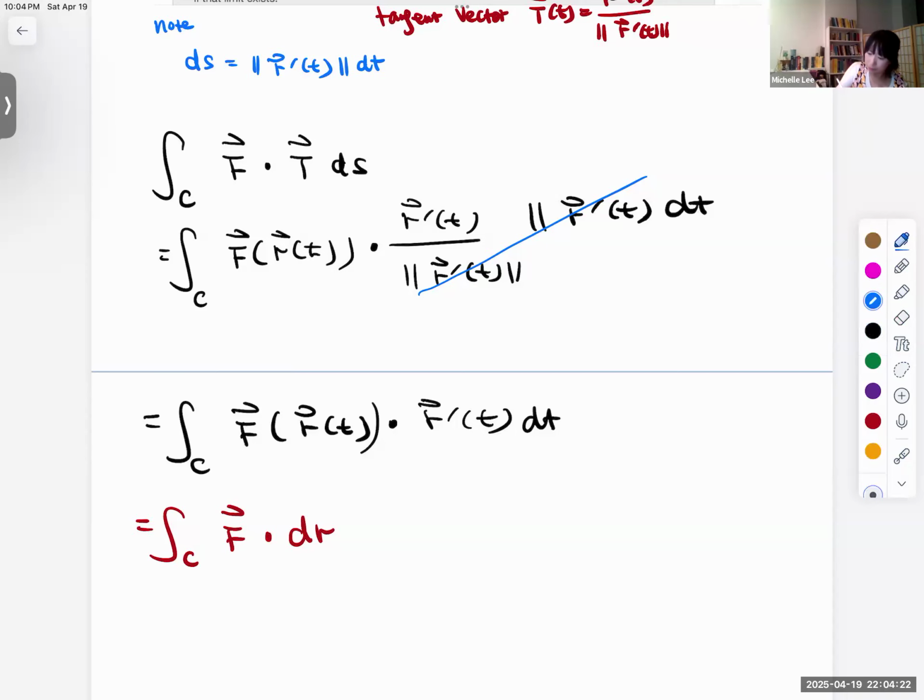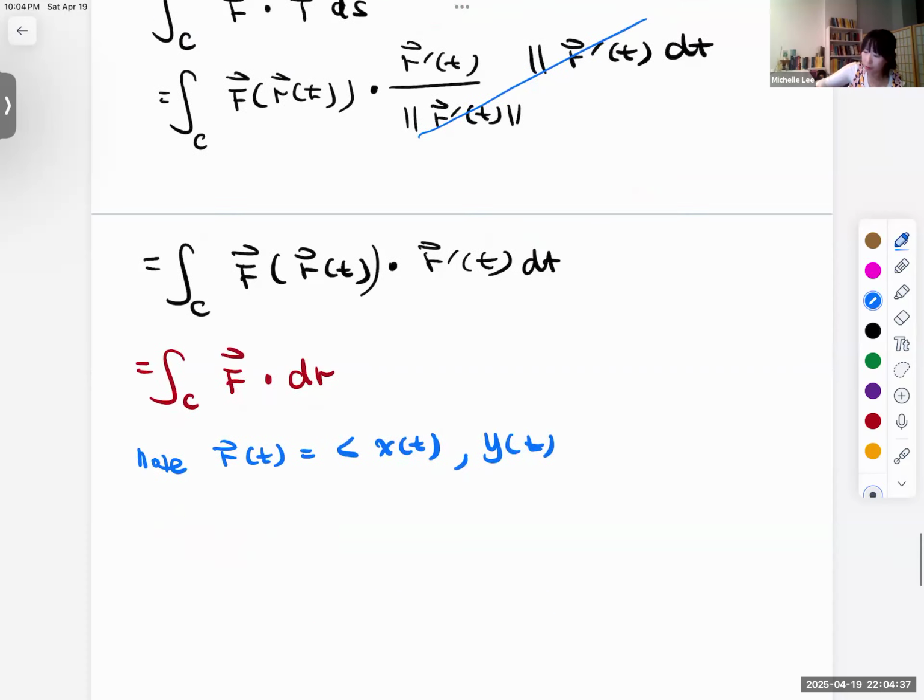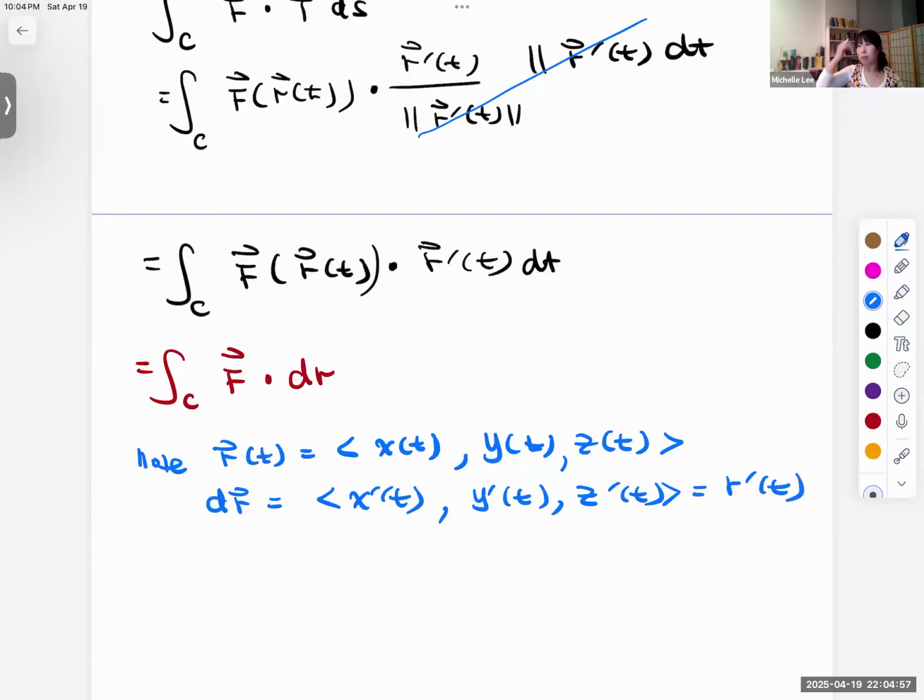Note, r prime of t, I'm sorry, r of t equal to x of t, y of t, and can I say z of t? Then dr equal to x prime of t, y prime of t, z prime of t, which is r prime of t, right? Yeah, we can express this way. Okay, let's do this problem.